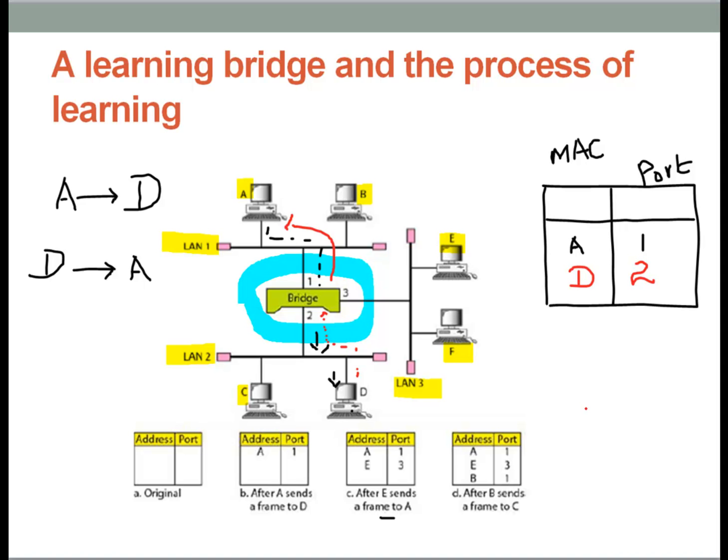Finally, if you see your bridging table, everything will be available. All the entries will be available. Entries means A, B, C, D, E, F, all the machines, and which port number each is connected to. This concept is called the process of learning.